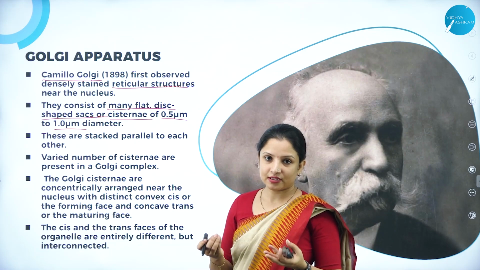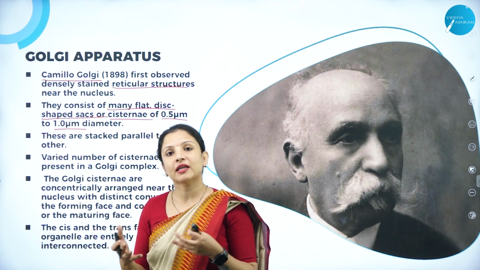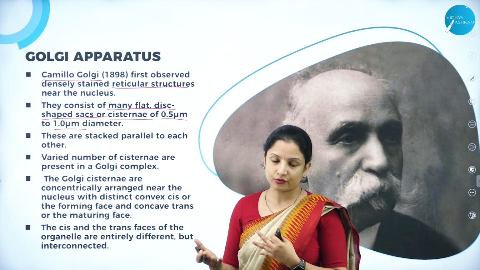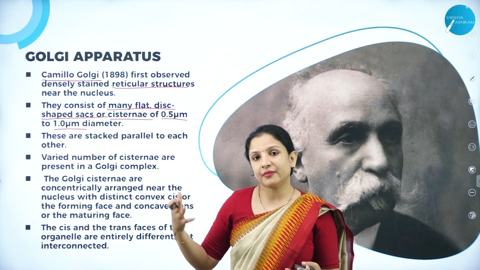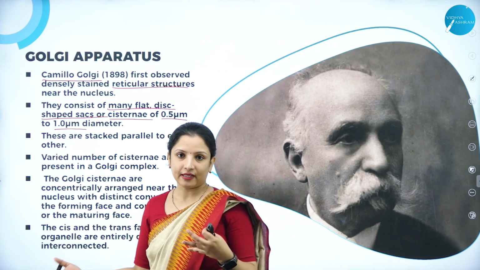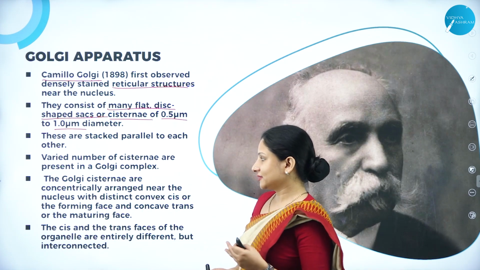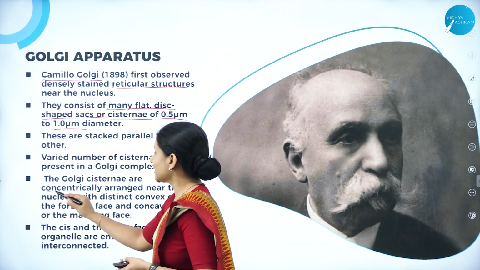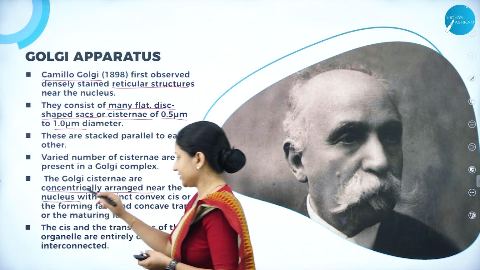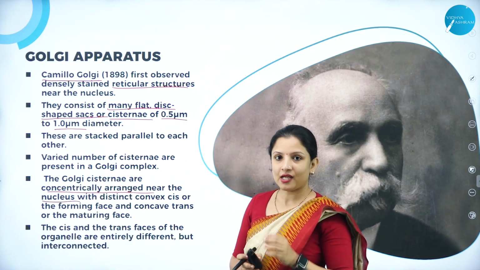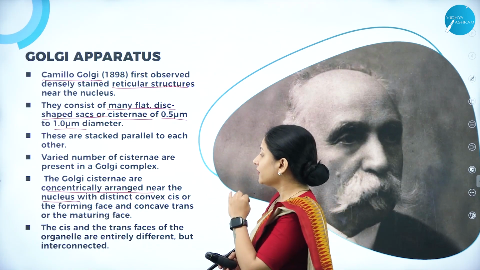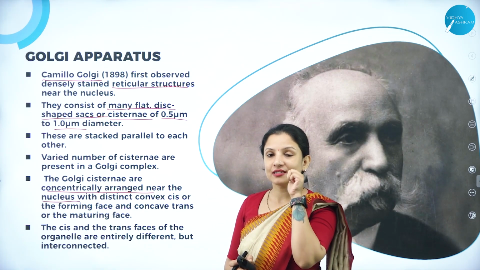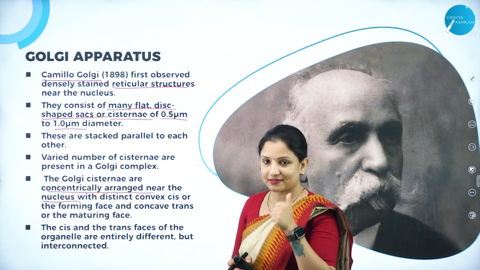And the number of cisternae can vary from one Golgi apparatus to the other. For example, some Golgi apparatus may have 8, some may have 9, some may have 10, like that. So it depends. And the Golgi cisternae are concentrically arranged near the nucleus. When you look at the cisternae, I told you they are somewhat oval-shaped sac-like structures, no? They have two phases. One is the trans phase and the other one is the cis phase.